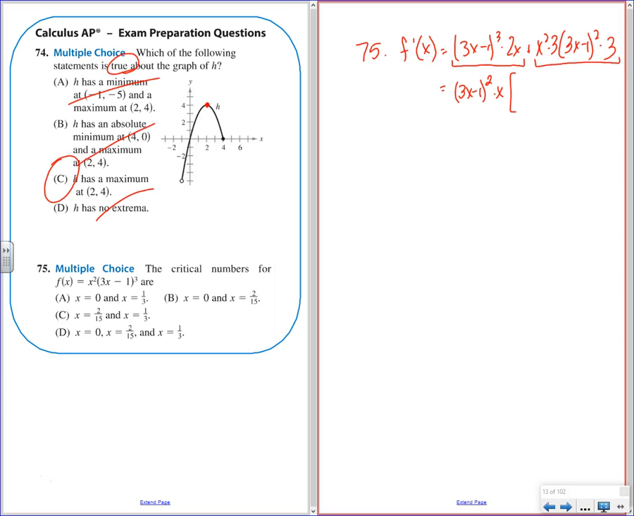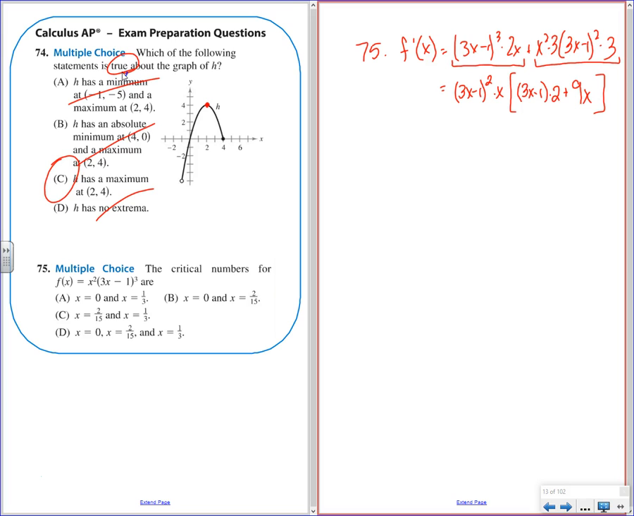I'm not deriving, I'm pulling out what's in common now. This one has 3, this one has 2, so I'm pulling out (3x minus 1) squared. That's what's in common. And I'm pulling out an x. So this one has 1 left and a 2 left. This one has 3 times 3 is 9 and 1 x left, but all of those guys are gone. Does that make sense? Okay, that's key.